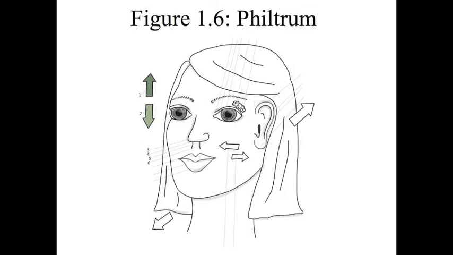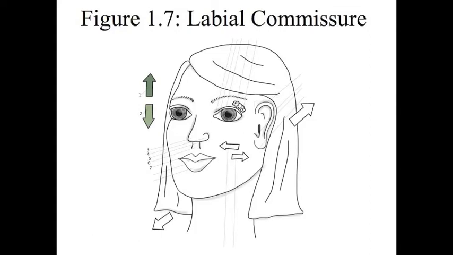Number 6 is the philtrum. Kind of a weird word, but easy to remember with my cute little mnemonic. The philtrum is what you're going to feel when you're kissing Phil, okay? Number 7 is your labial commissure. It's just this little corner here of your mouth. Now be careful with the spelling on this one. There's 2 N's, there's 2 S's, but there's only 1 R.